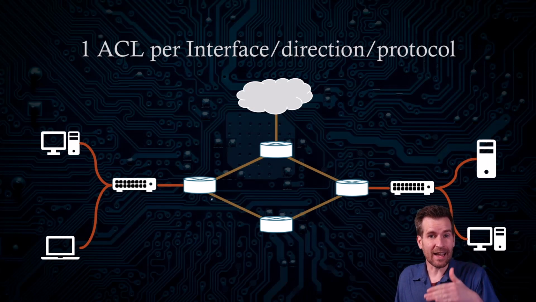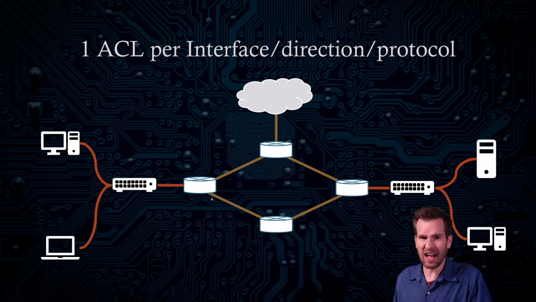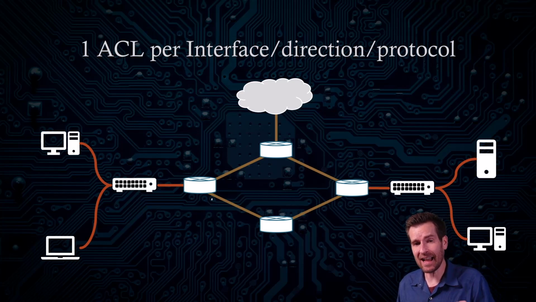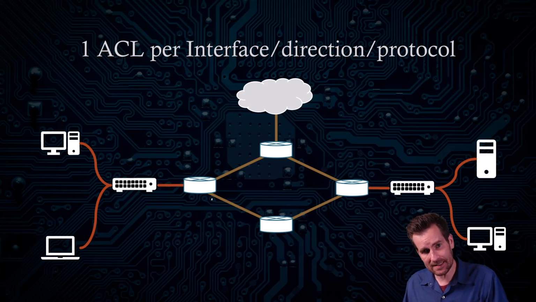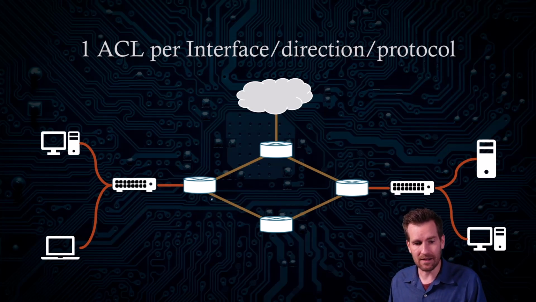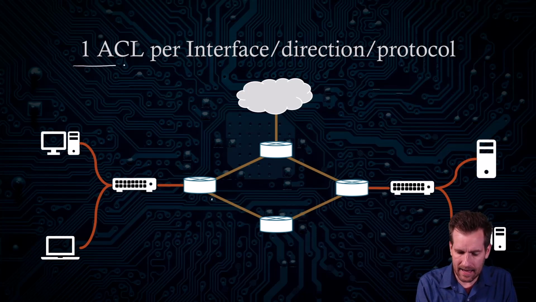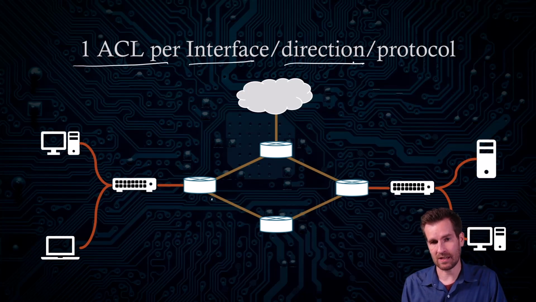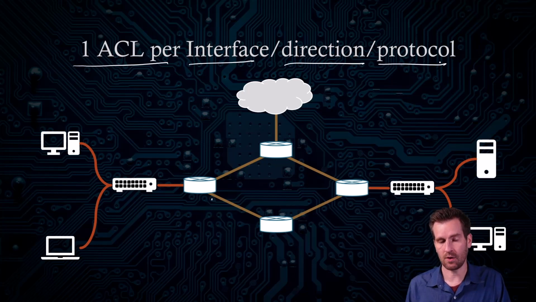Once you've created the ACL and put it on the router, it's not going to do anything when you first put it there. That is, not until you apply it to an interface. So once the ACL is created, we actually have to apply it to an interface. And we apply an ACL to the interface in a direction, and that is per protocol.